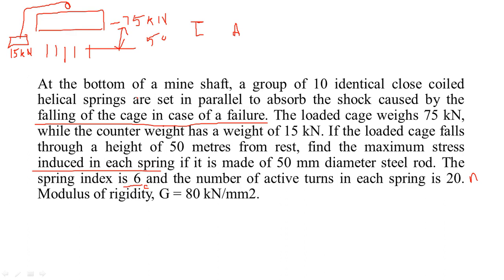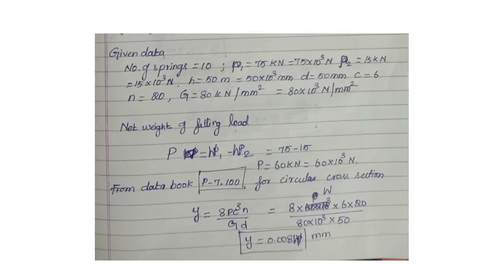Okay, so now let us get into the given data. What is given actually? The total number of springs available in this problem is 10, and they have given the weight of the cage, the weight of the counterweight, and the height from which the cage is falling. They have given the diameter of the spring, the spring index, the total number of coils in each spring, and the modulus of rigidity value.